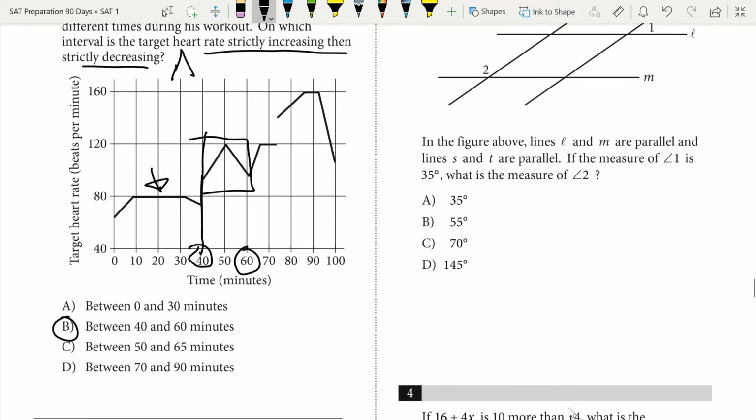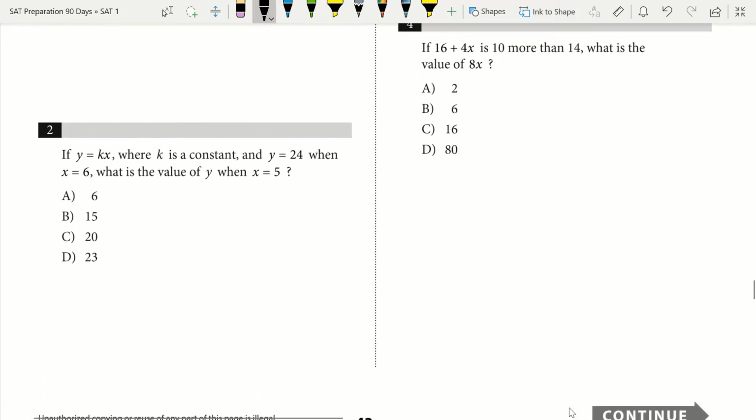Question 2, we've got y equals kx. K is a constant, y is 24, so I'll plug in 24 for y. So I got 24 equals kx. I'm told that x is 6, therefore 24 equals k times 6. What's the value of y when x is 5? Well, let's solve for k by dividing each side by 6.